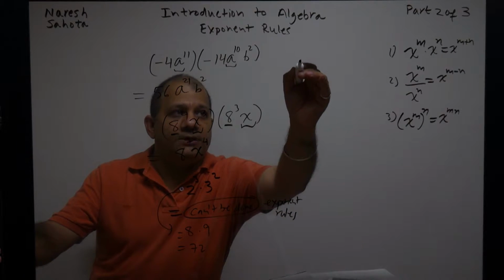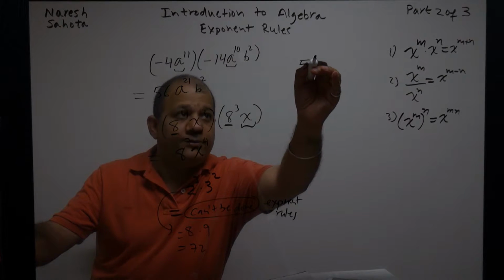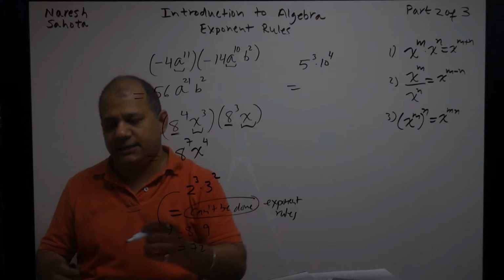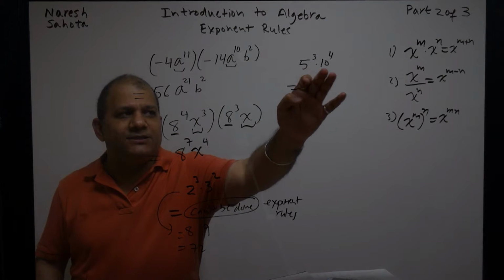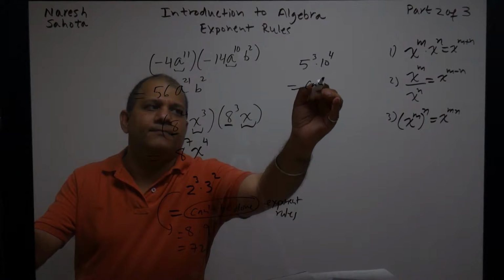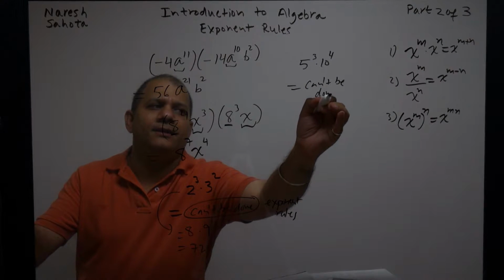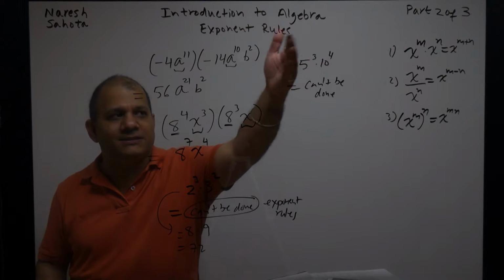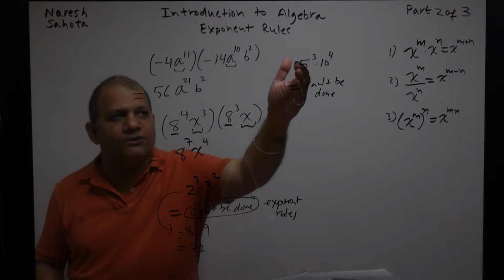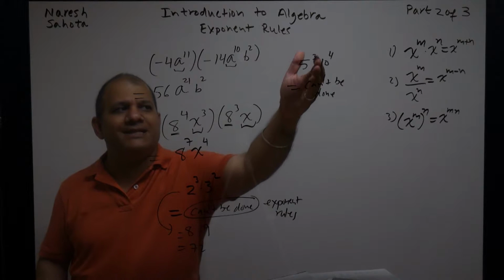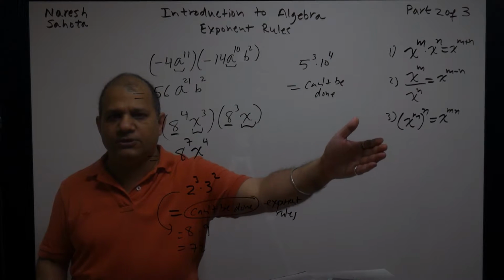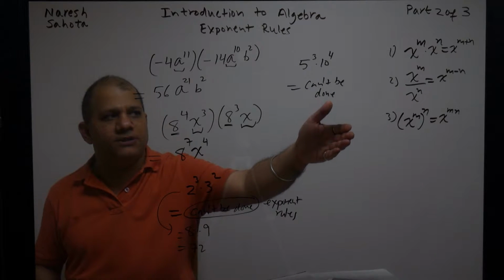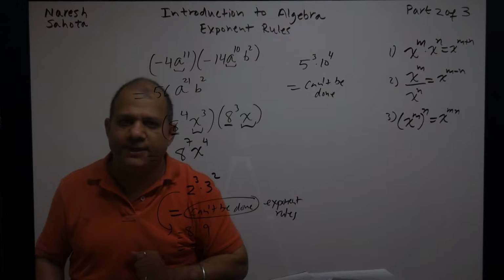Alright, now last example. 5 to the 3 times 10 to the 4. Again, I would say the same thing here. The bases are different, so it can't be done. It just means that the rule can't be applied. But if we wanted to simplify this, yes, we can do this. 5 cubed is 125. 10 to the 4 is 1 followed by 4 zeros, and then you can multiply 125 with 1 followed by 4 zeros, and that's your answer.